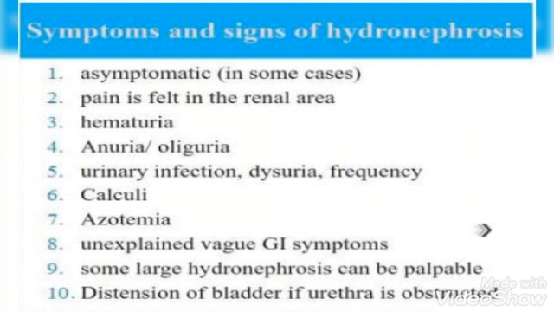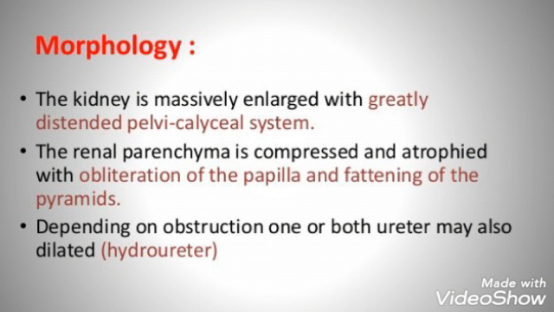Signs and symptoms. Many times patient is asymptomatic, and there is dull aching pain in the loin area. Pain is felt in the renal area along with hematuria, anuria, oliguria, urinary infection, dysuria or frequency of micturition. There could be history of calculi, azotemia, unexplained GI symptoms. Some large hydronephrosis can be palpable, along with distension of bladder if the urethra gets obstructed.